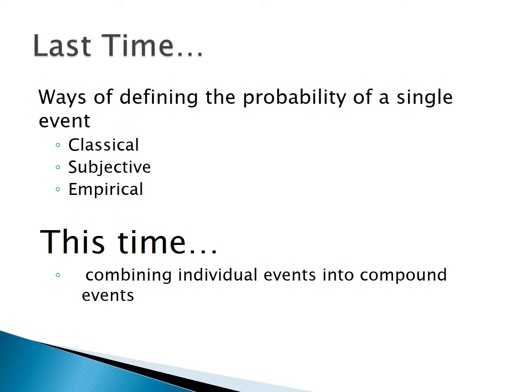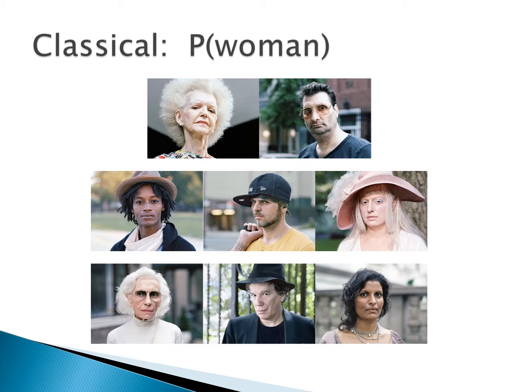Today our goal is to take these individual probabilities, however we compute them, and to use them to find the probability that more complicated events occur, compound events. In particular, we'll be talking about two kinds of compound events, joint probability and conditional probability. Let's play around with these ideas a little bit.